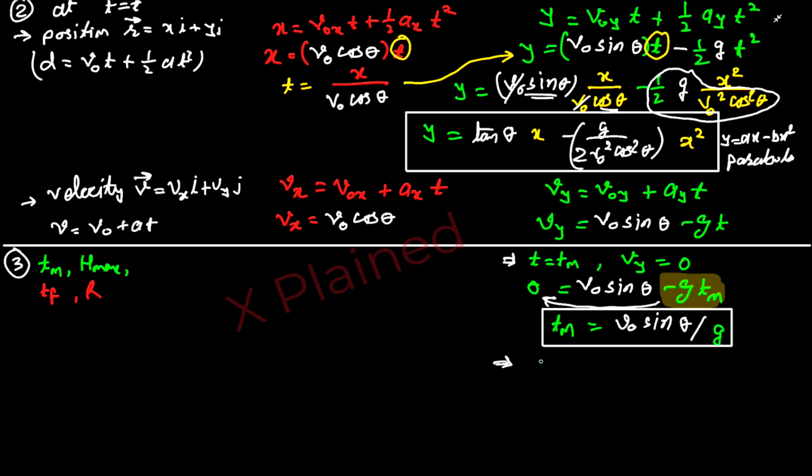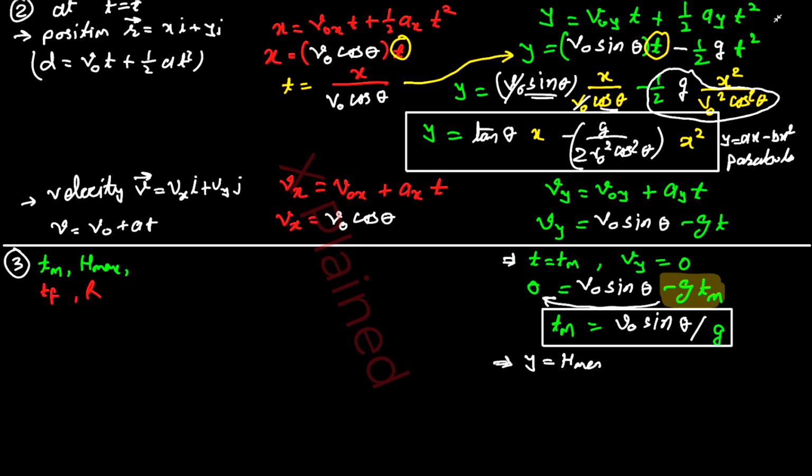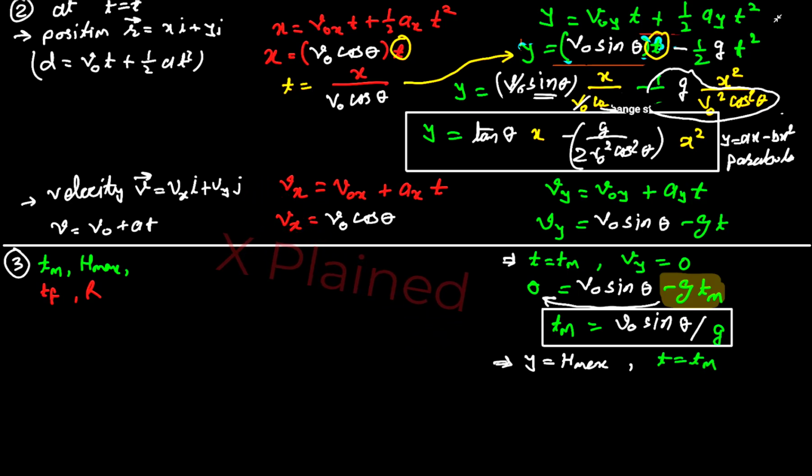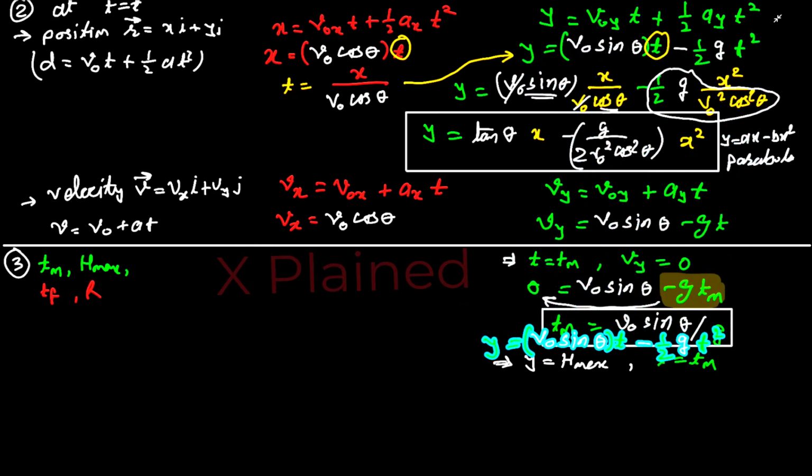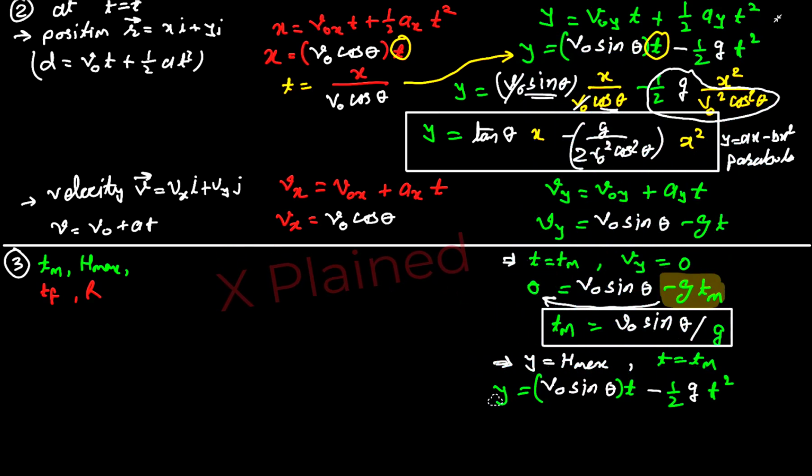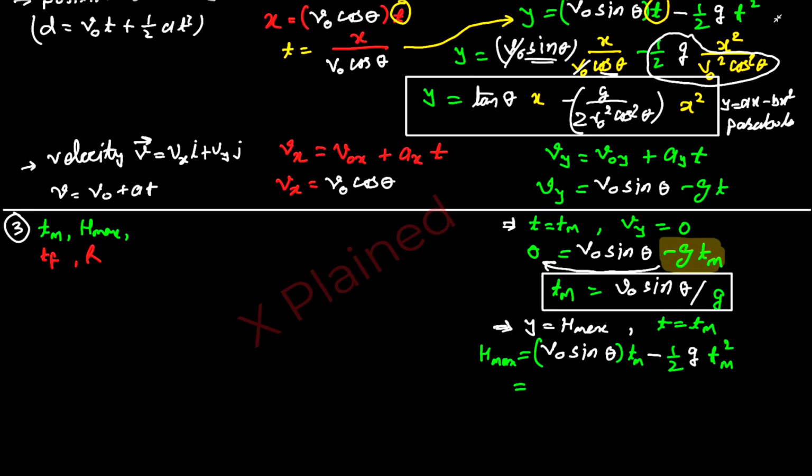Now let's go for maximum height. That means your y will be h max, and this will happen at t equal to tm. So we have to use the equation of y. So let's get it over here and substitute values. Your y is nothing but h max and t is nothing but tm. So this term will also become half g tm square. Now let's substitute the value of tm.